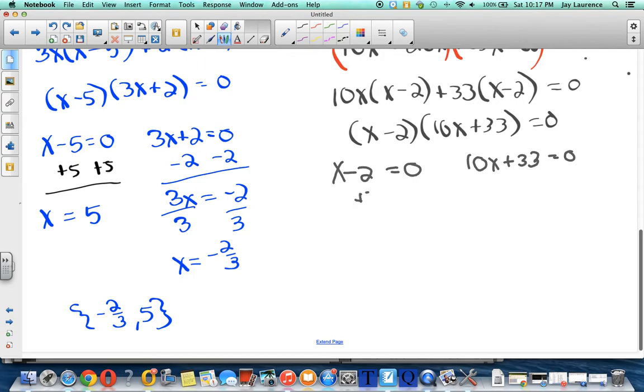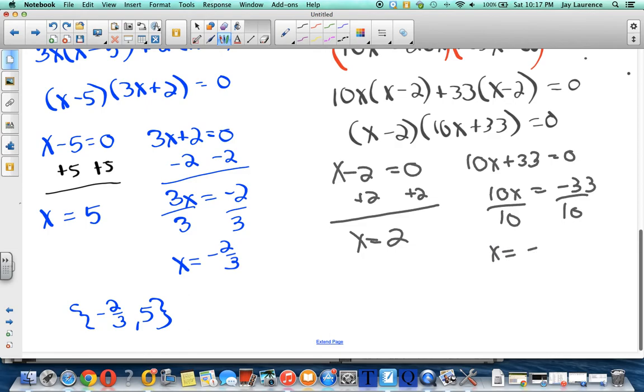And so I'm going to add 2 to both sides. x is going to equal 2. Get 10x equal to negative 33. I just subtracted 33. I'll divide by 10. And I'll get x is going to equal negative 3 3/10. I know you might find it strange that I went to a decimal there, but that's a relatively easy division, and it looks a little bit easier than the mixed number. Okay, so that's why I did it.